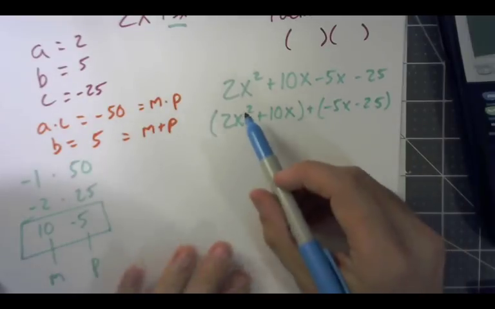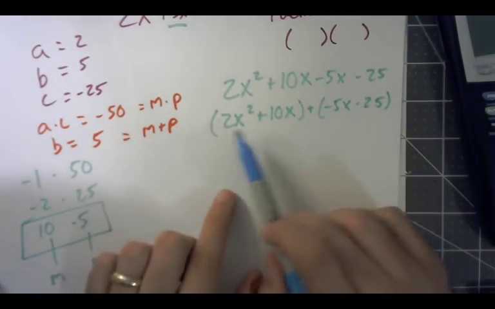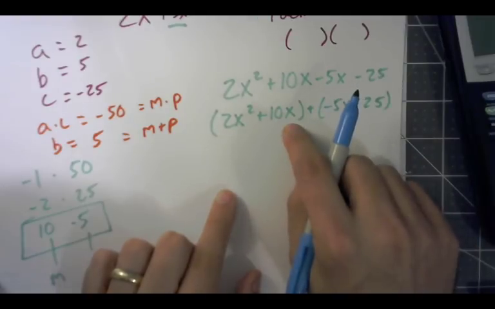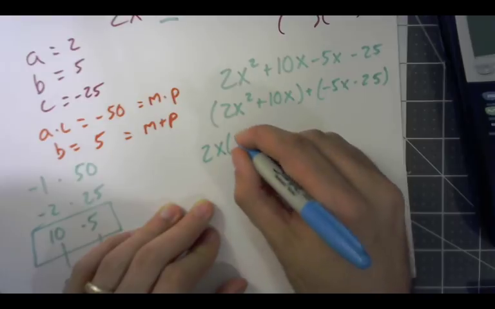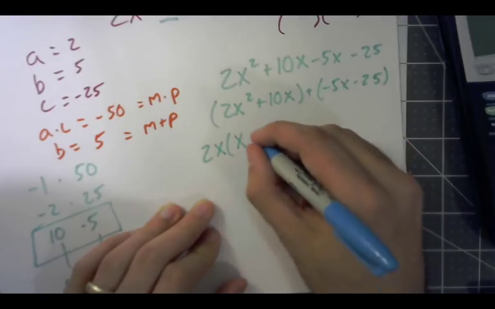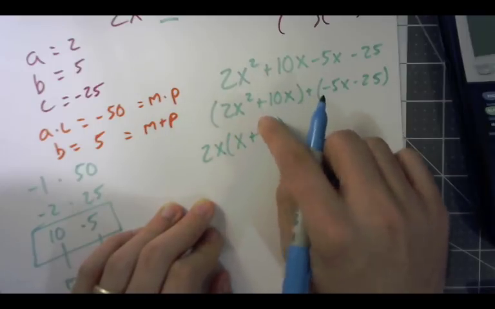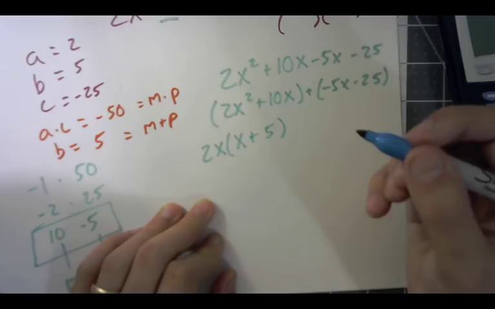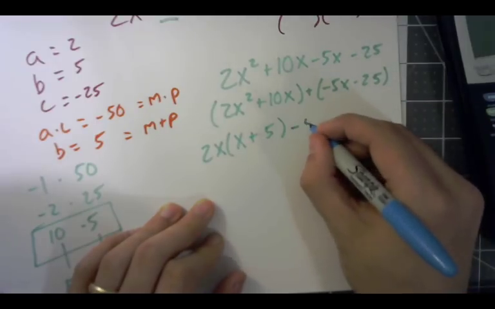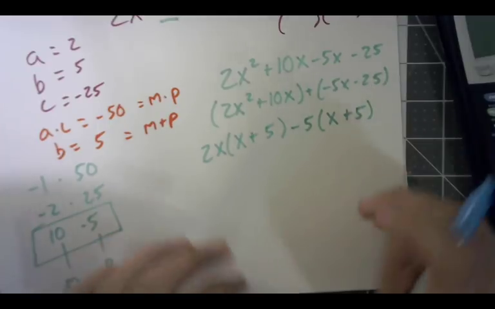And so I have to think, what is the greatest common factor of all of this? Not just the 2 and the 10, but the x squared and the x. So I have an x and a 2 in common. So I'm going to take 2x from both of these, and I'm left with just x plus 5. If I distributed this 2x back in, I'd get back here. That's what we're doing. We're reverse distributing. And then I have a negative 5 out of here, x plus 5.